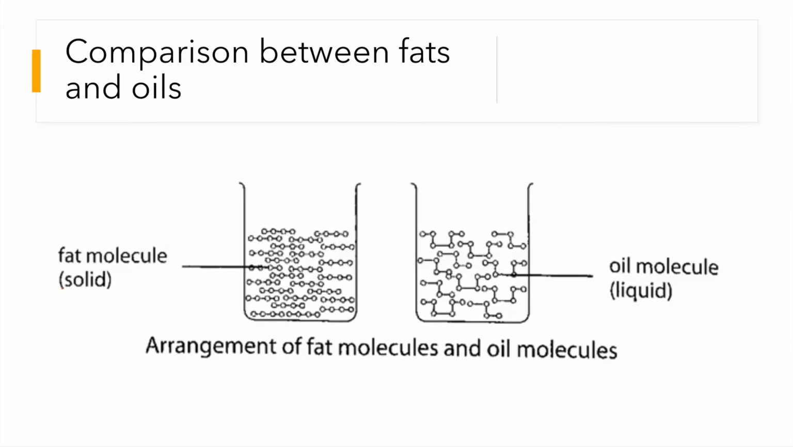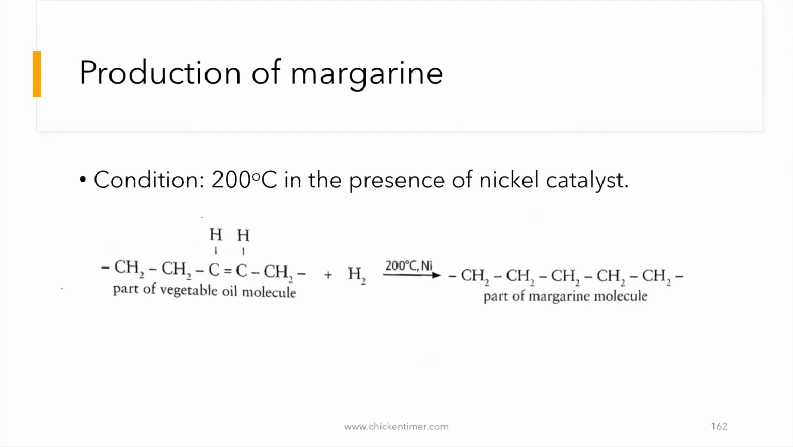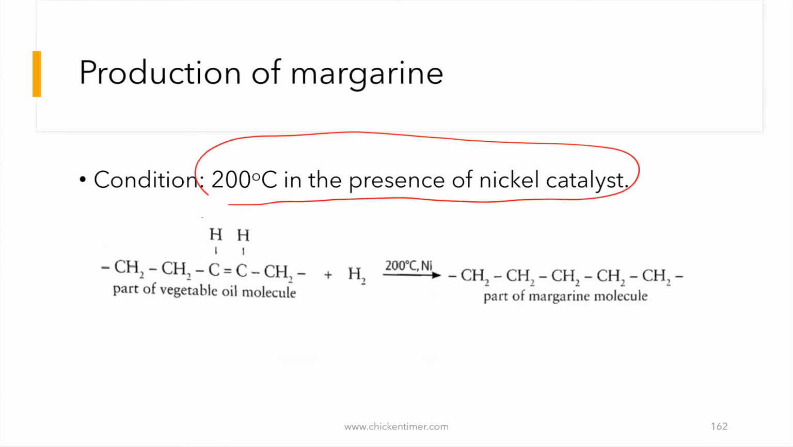So this leads to the industrial process of manufacturing margarine. How you get margarine is you take vegetable oil, which contains double bonds, then you throw in hydrogen gas. When you throw in hydrogen gas in this condition, an addition process occurs, and the double bond gets eliminated. Once the double bond has been taken out, it will become margarine or butter. In this case, because it's vegetable oil, it will become margarine.